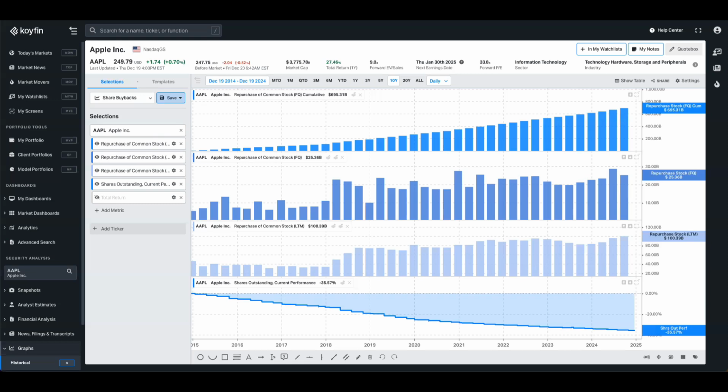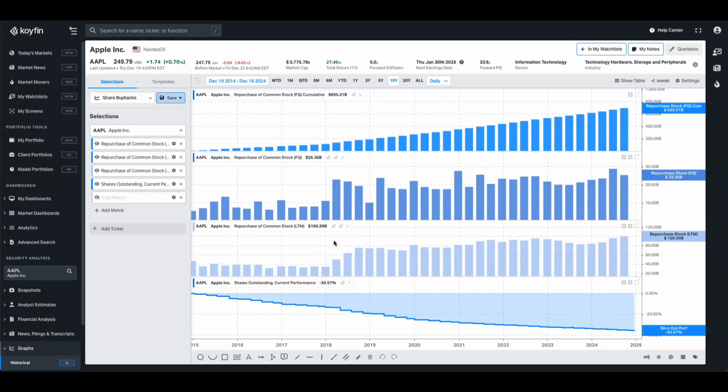This example I'm showing you on the screen is a great case of a share cannibal. This is Apple. We can see that over the last 10 years, they've reduced their outstanding share count by about 36%. They've bought back a cumulative $695 billion with a capital B in stock. And then we also have some information on the quarterly and the trailing basis as well.